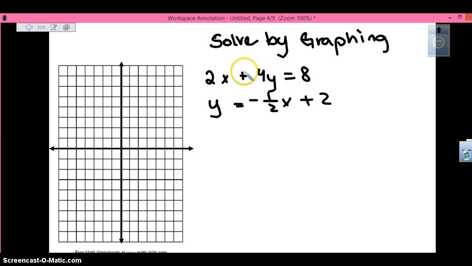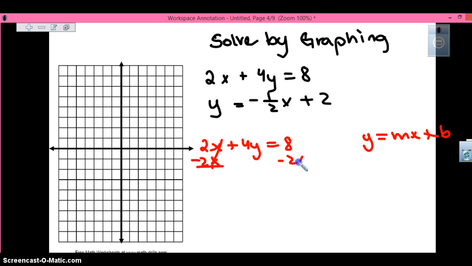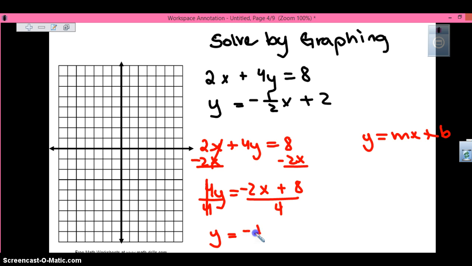We have to solve by graphing. Well, in order to graph these, we can change the top equation to slope-intercept form. I'm going to rewrite it. 2x plus 4y equals 8. We want it to look like y equals mx plus b. I'm going to take 2x to the other side. 4y equals negative 2x plus 8. Going to divide both sides by 4. Y equals negative half x plus 2.